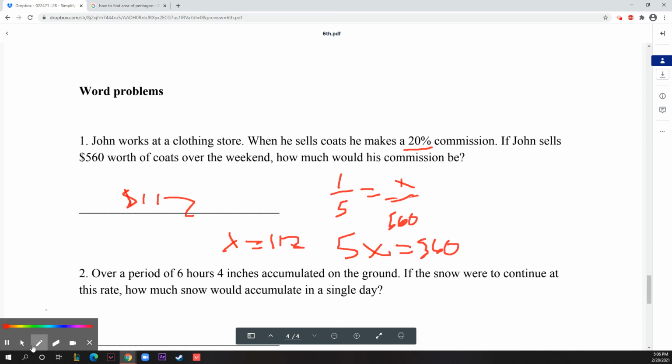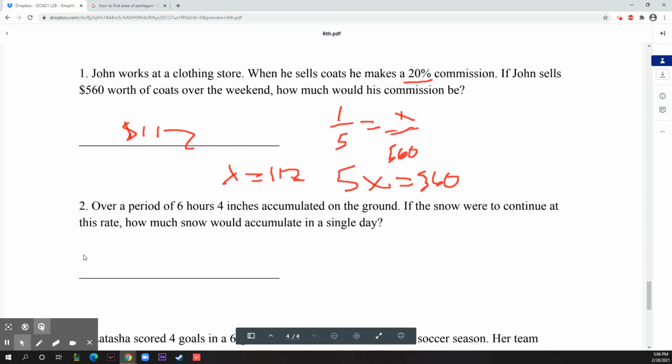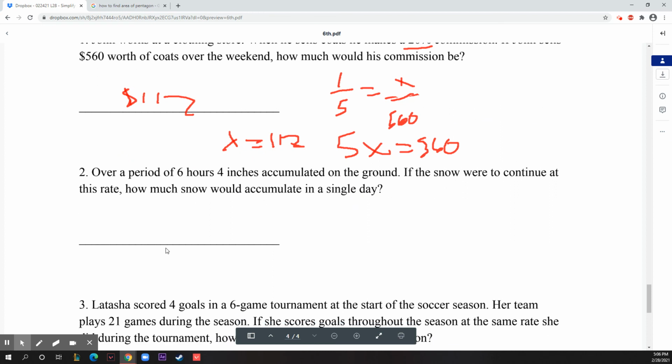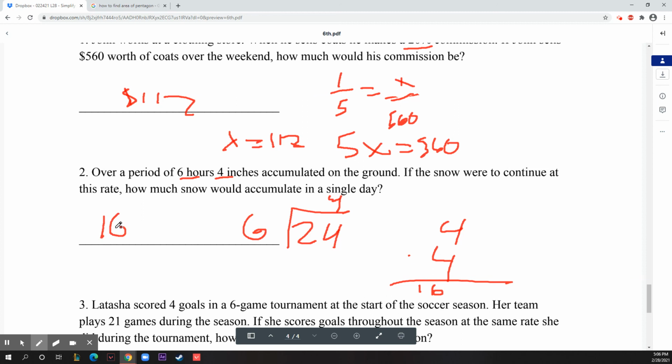Okay, one more. Over a period of 6 hours, 4 inches of snow accumulate on the ground. If the snow were to continue at this rate, how much snow would accumulate in a single day? So in 6 hours, 4 inches. And one day has 24 hours. So if you divide by 6, that means that 6 hours will repeat itself 4 times, which means the 4 inches accumulating has to also repeat itself 4 times, or you multiply by 4 to get 16, which means 16 inches of snow would accumulate in a single day.